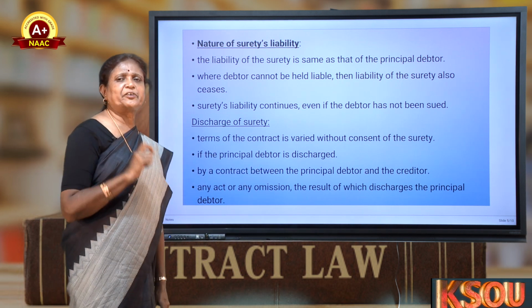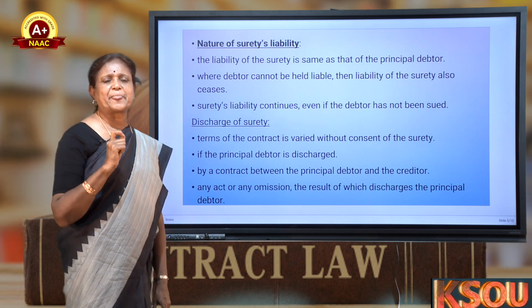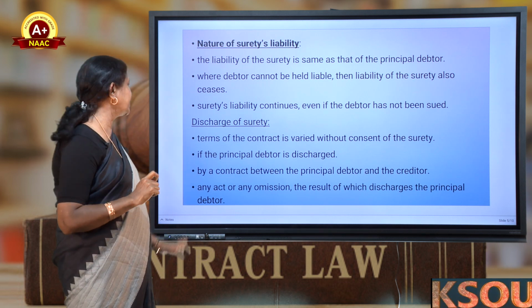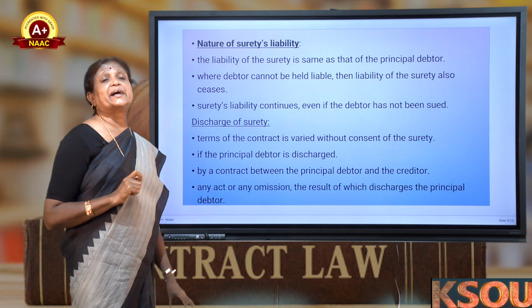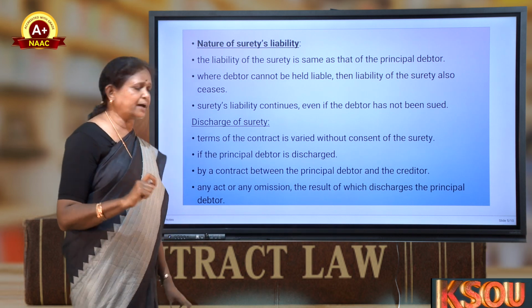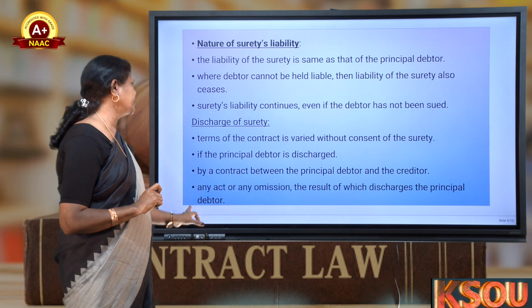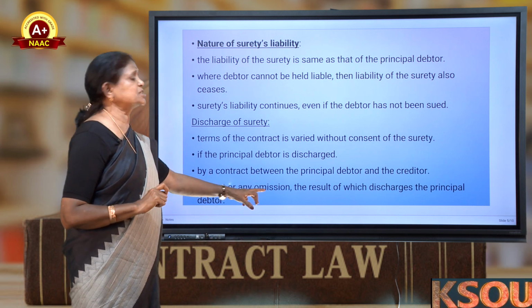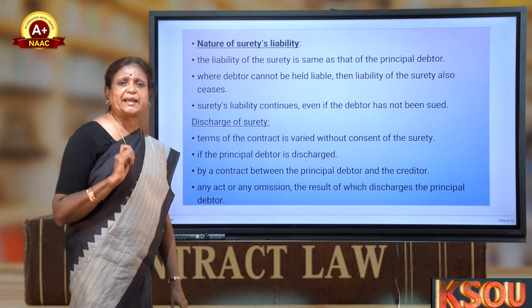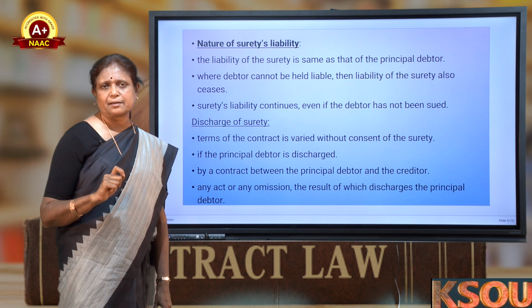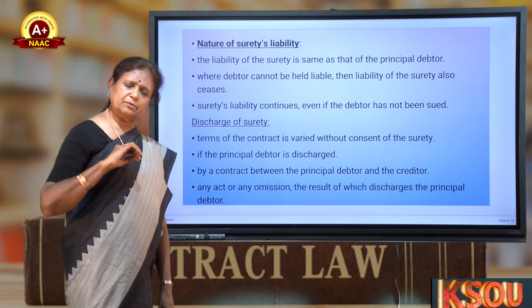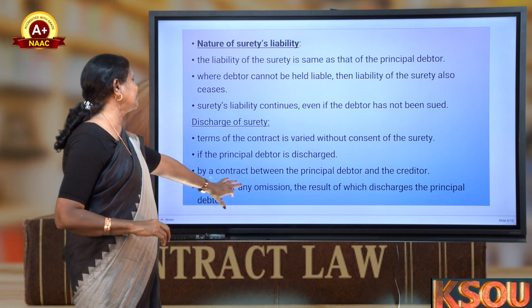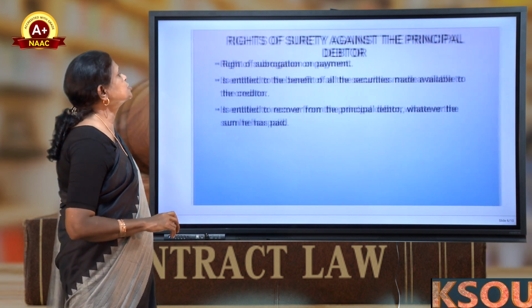Suppose, without the consent or knowledge of the principal debtor or the surety, there is a new agreement between the debtor and the creditor; the surety will be discharged. Or any act or omission of the creditor which discharges the principal debtor. If any creditor makes any misconduct, in such cases the principal debtor will be discharged, and similarly the surety.